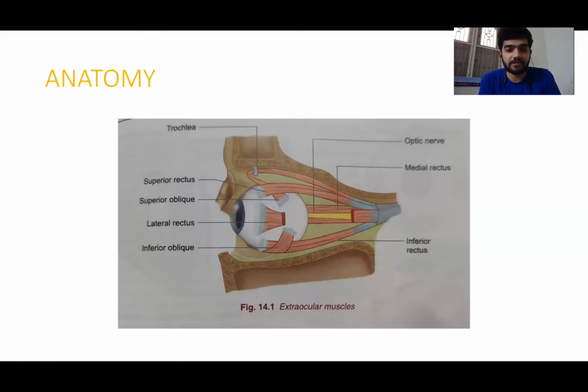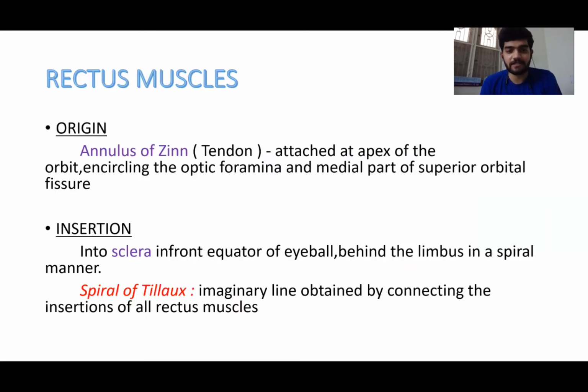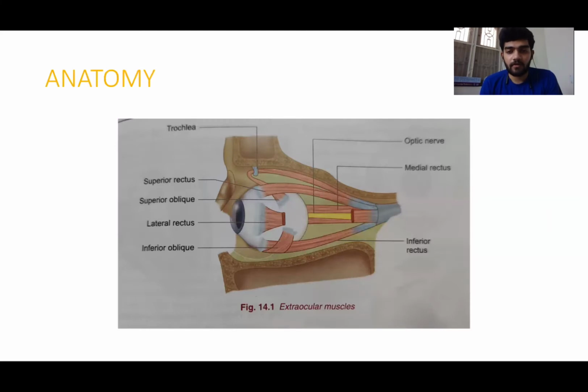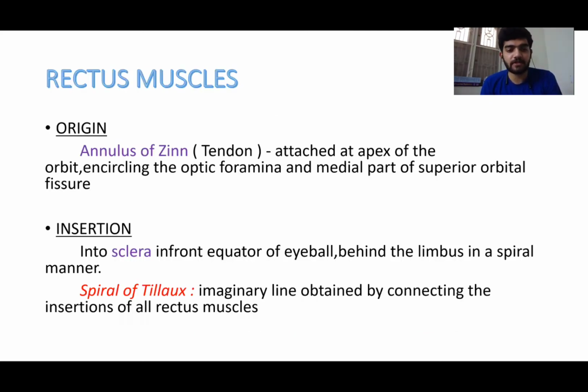Let us see the anatomy of the extraocular muscles. This is the common tendon, which is known as the annulus of Zinn, from which the recti muscles originate. The recti muscles are divided into four here. This one is superior rectus, this one is inferior rectus, this one is medial rectus and lateral rectus respectively. And insertion is into the sclera in front of the eyeball, behind the limbus, in a spiral manner.